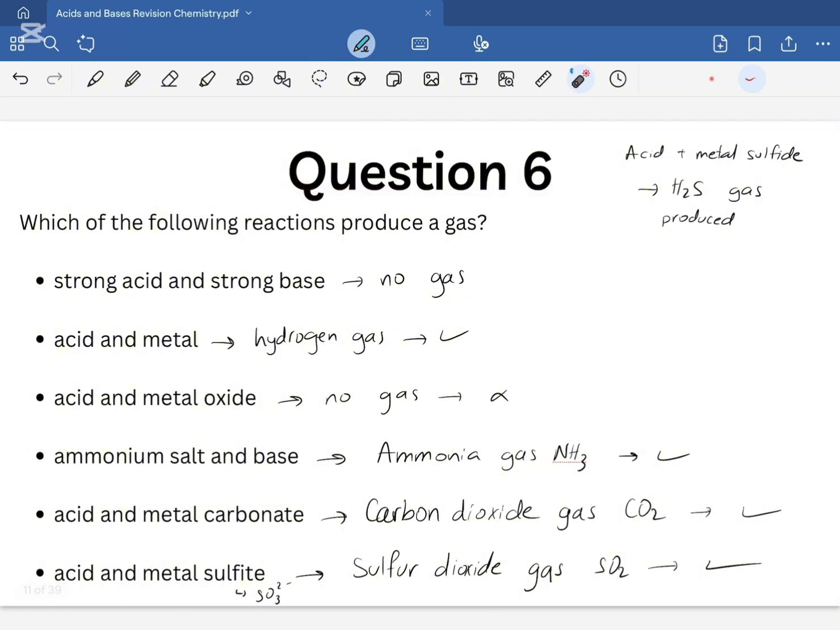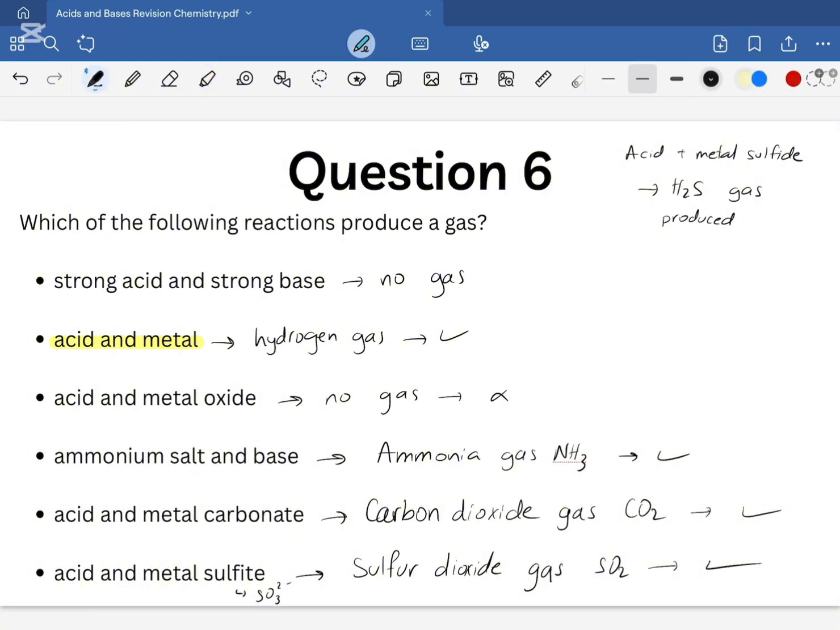Now for question 6, which of the following reactions produce a gas? For the first one, strong acid and strong base, no gas is released, only salt and water are going to be formed when you mix strong acid and strong base. Let's say if we mix HCl and NaOH, we're going to get the salt NaCl and H2O. No gas is going to be produced. For this one, we will have hydrogen gas, so this is the correct option.